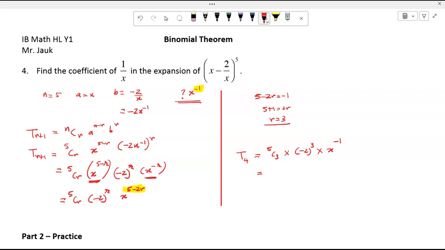So that's 5 into 4 into 3 over 1 into 2 into 3, perfect, times minus 8, and x raised to minus 1. 10 times minus 8 gives minus 80 over x. So what is the coefficient? The coefficient is minus 80.